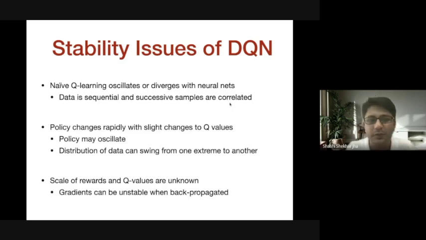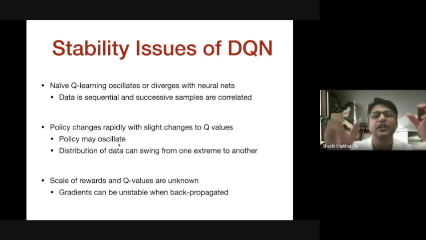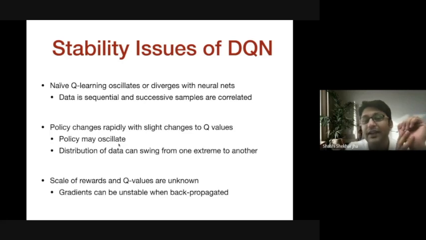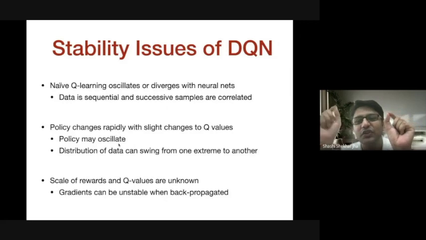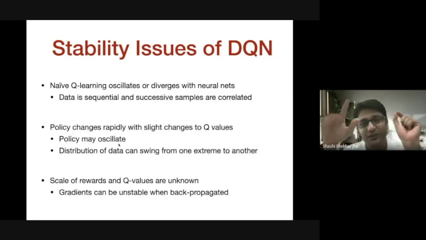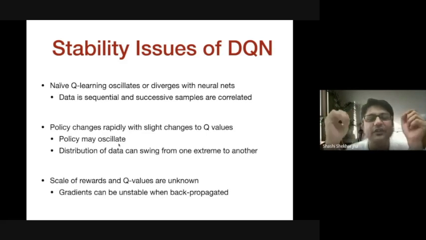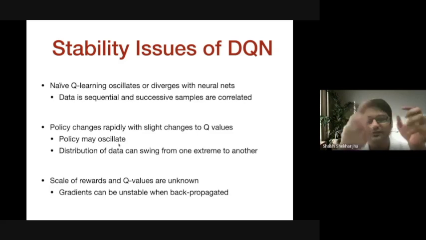Okay, so that was the first problem. The second was that the policy changes rapidly with a slight change to Q values. Now, what is the meaning of that? How do we extract the policy? Whichever Q value is maximum, that action we choose as part of the policy. Whichever has the maximum Q value, that is our policy. Now, whenever we do a max over a set of numbers, it will always choose a maximum. But even if the numbers change by a difference of 0.00000001, up to some tenth decimal place, the max will flip.